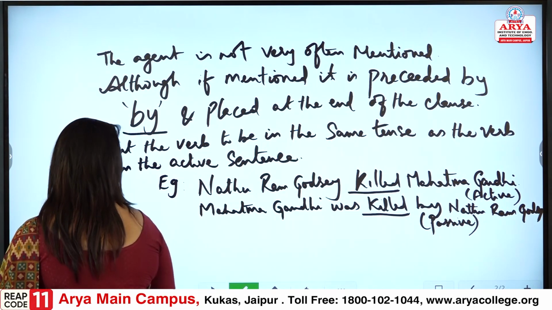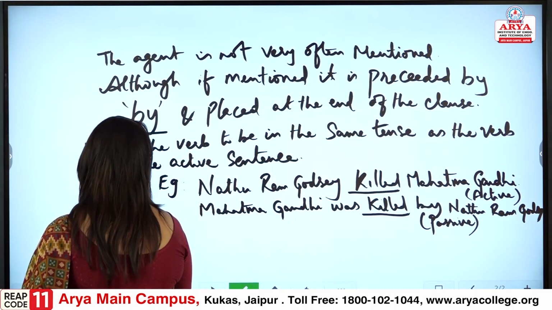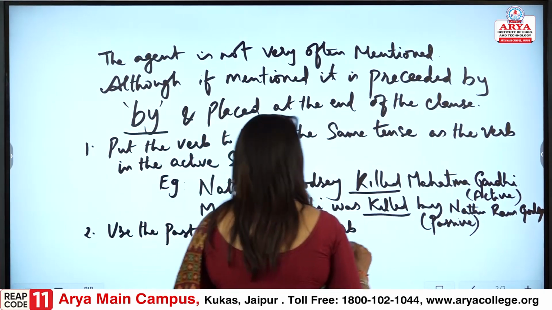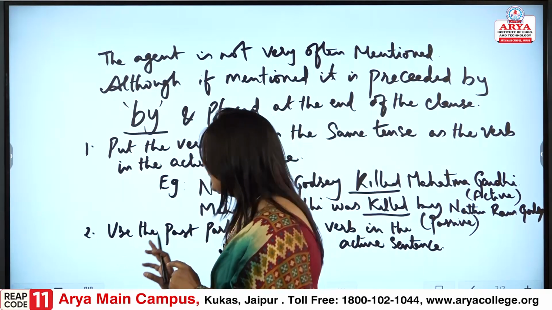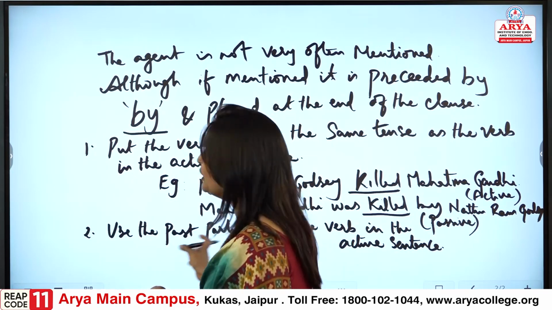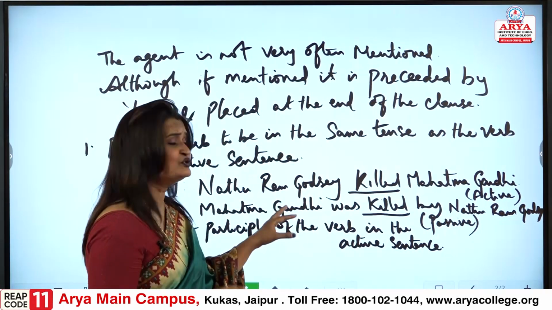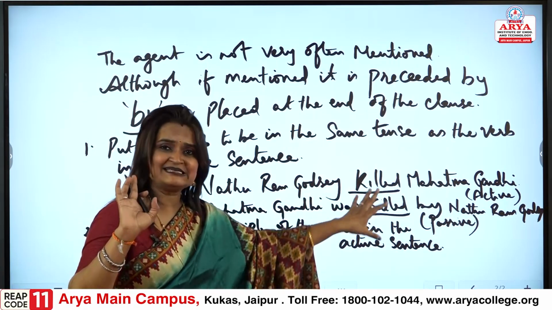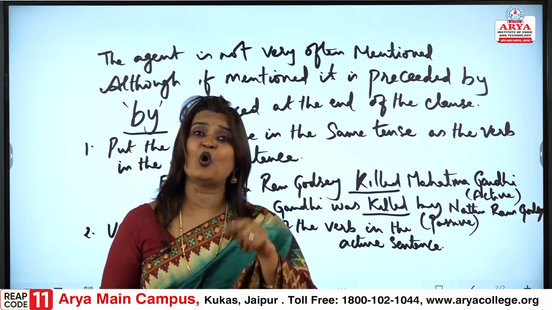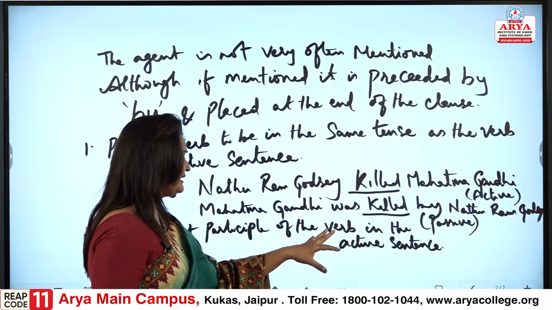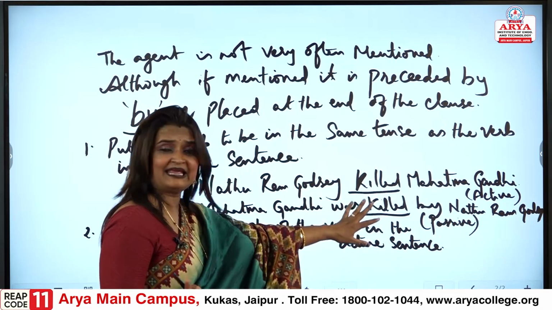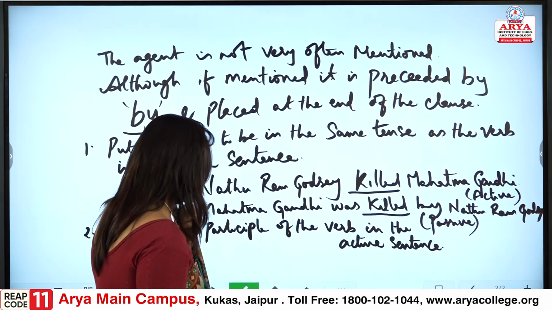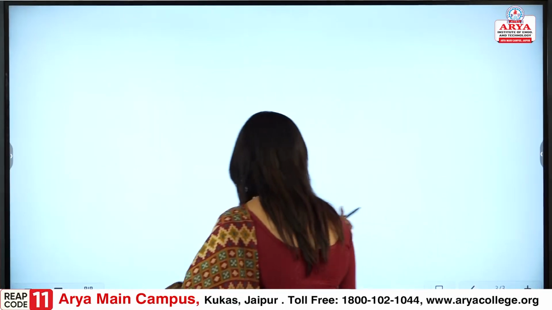The second point that we are looking at is: use the past participle of the verb in the active sentence. Of the verb that we have used, we will use the past participle, like we have used here, "was killed". In the active it is "killed" and it remains "killed", but again we have used the past participle, so we are now using "was killed".